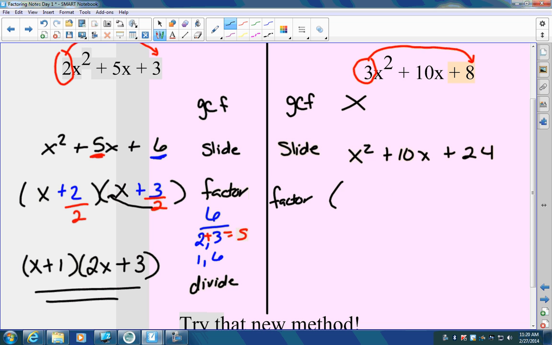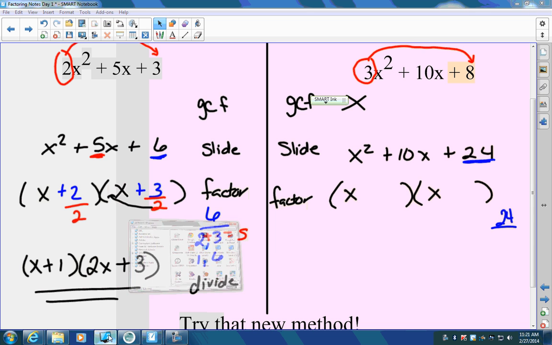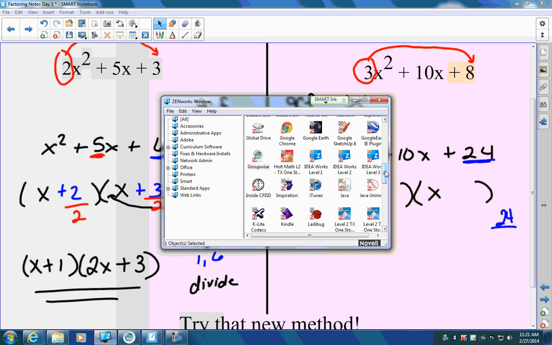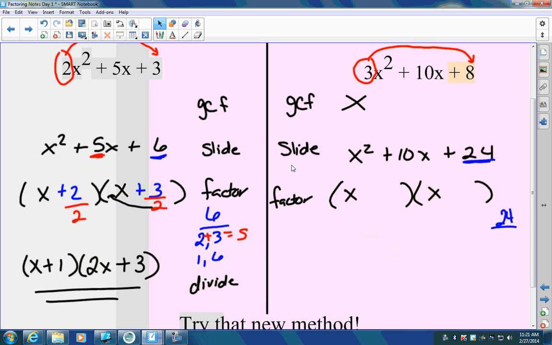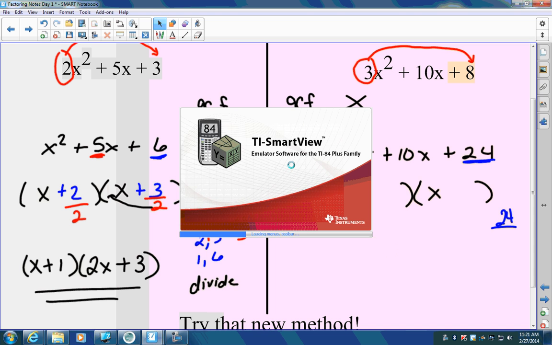Now we're going to factor. Okay, so x squared splits up as x and x. Now, I need the factors of the last number of 24. Ready? I'm going to show you all a trick too on the calculator. Some of you will be able to see the factors and figure it out, but I want to show you how you can pull them up on the calculator.